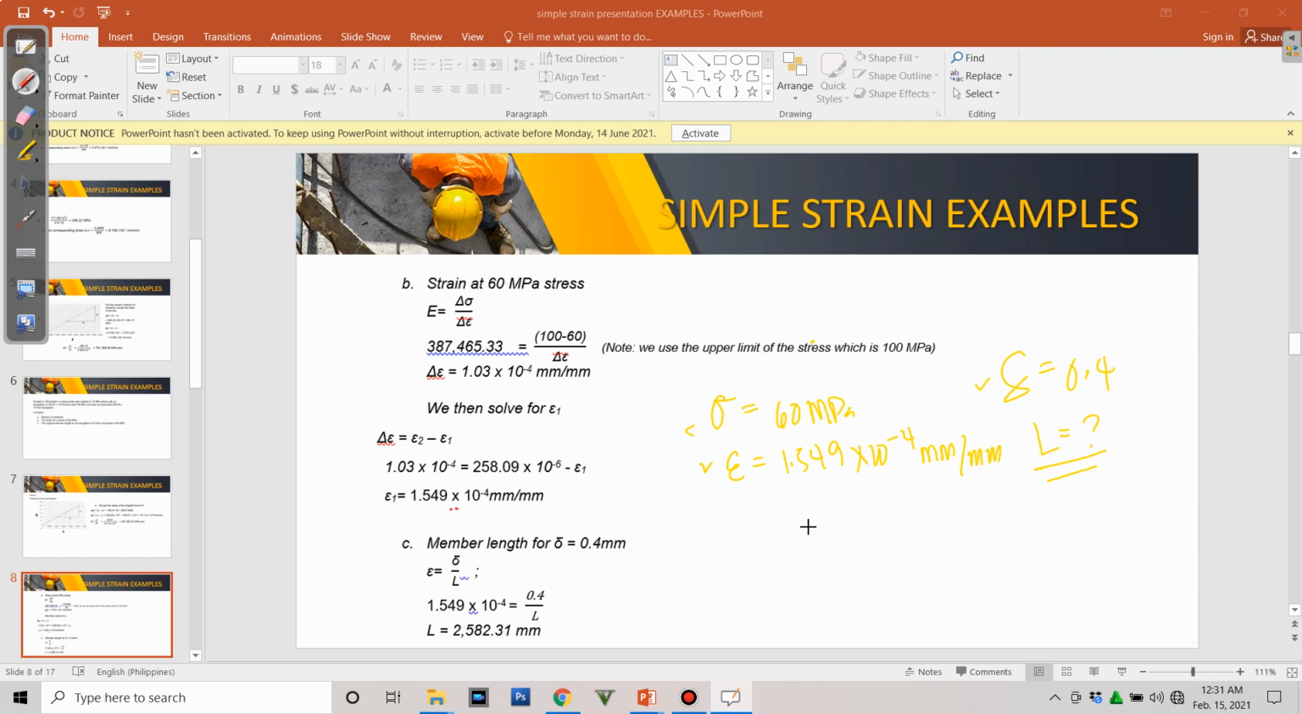So we'll just have to apply the formula for strain, that is delta all over the original length. This is given under the conditions of the problem. We are looking for L, so we'll use this one, strain. Substituting, cross multiplication, and manipulation, we can now derive the original length, which is 2582.31 millimeters.